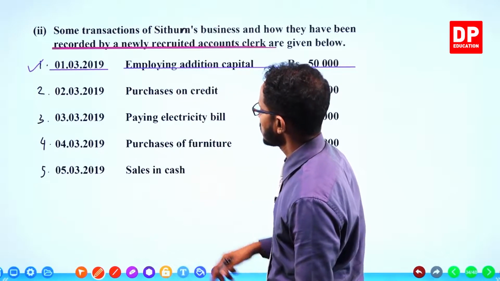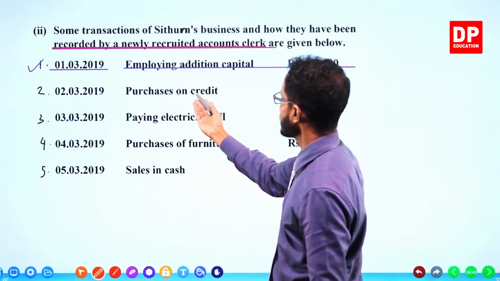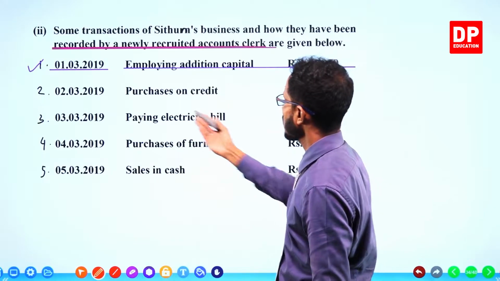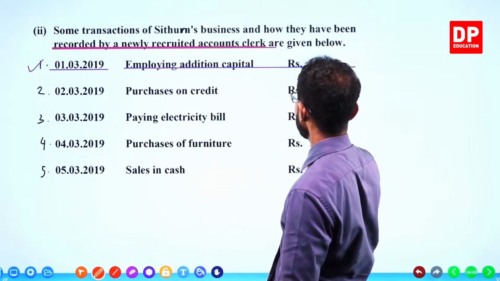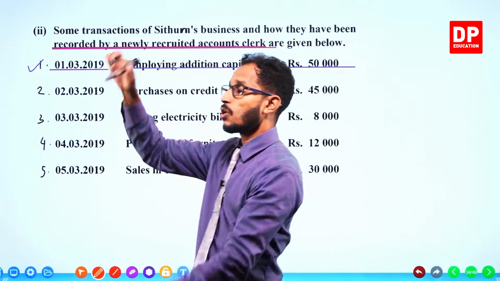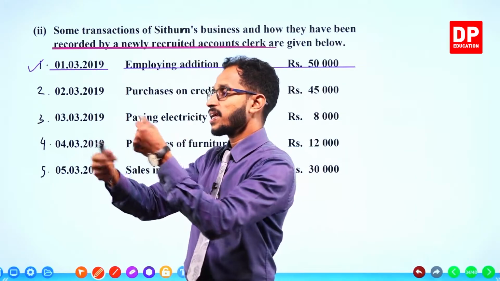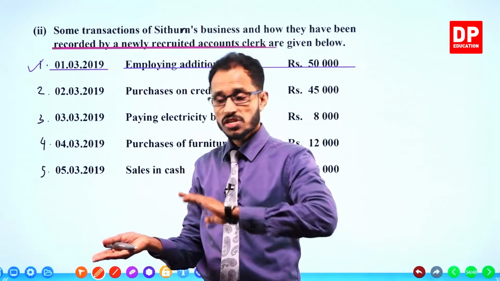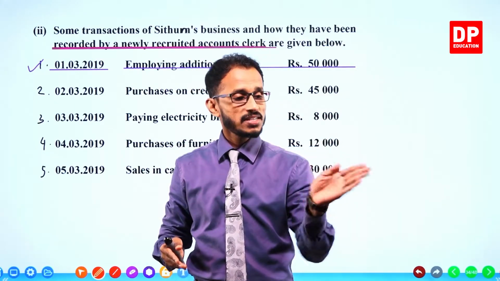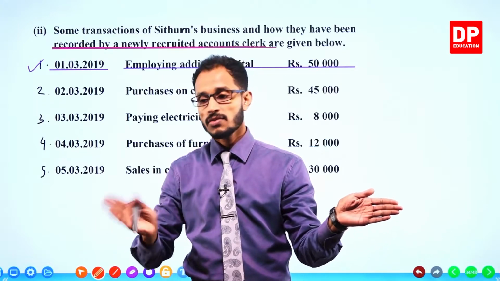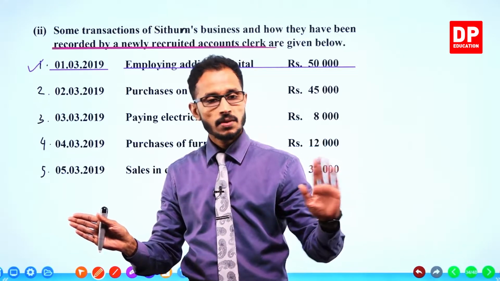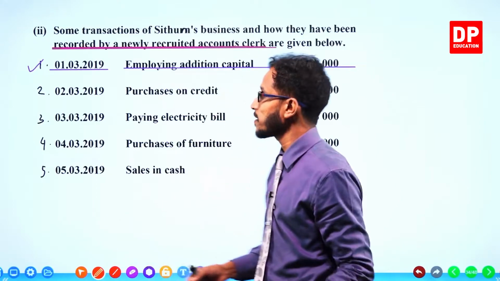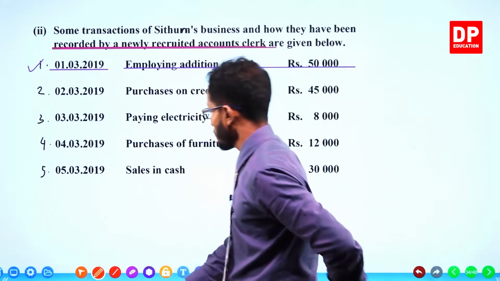Second transaction. Purchases on credit 45,000. Purchasing goods on credit, not paying cash. Okay, purchasing goods. So goods come into the business, goods increase, purchases debit, creditor credit. Purchases debit, creditor's account credit. Let's go and see.